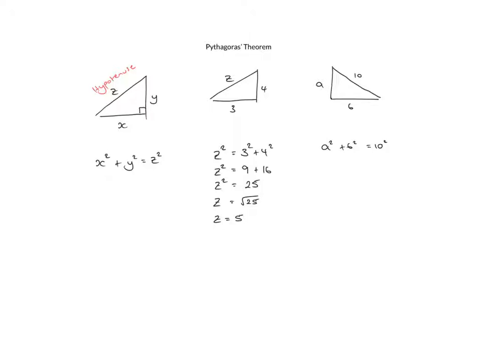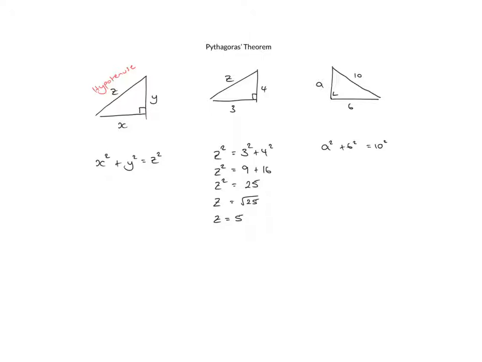Remember, guys, for Pythagoras, it's this shorter side squared plus this shorter side squared must equal the hypotenuse squared, or the longer side. And also remember, these have to be right-angled triangles. Perhaps I should write that in. So this is obviously a right-angle triangle.